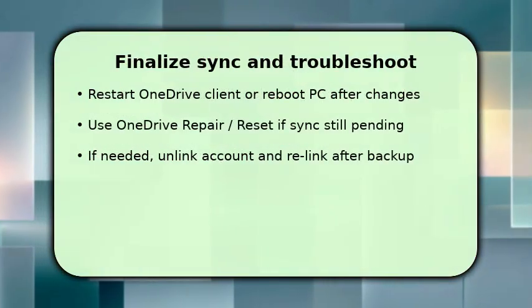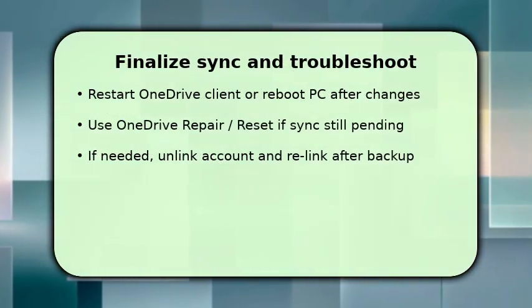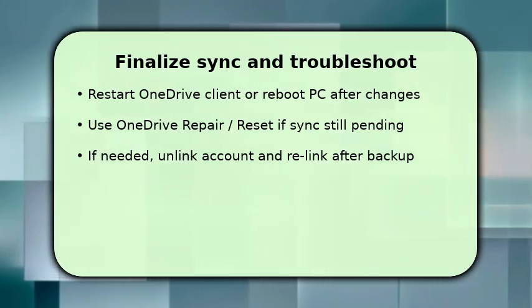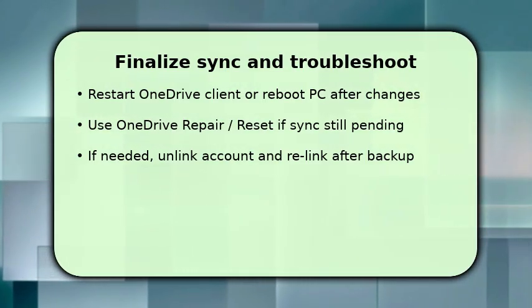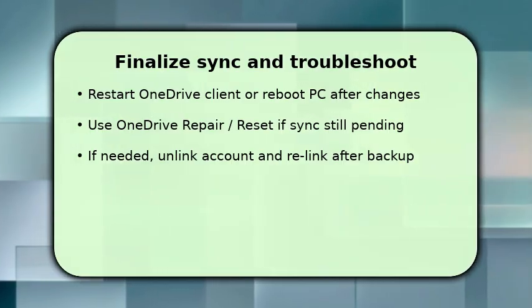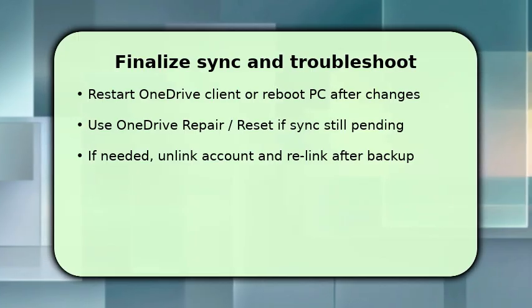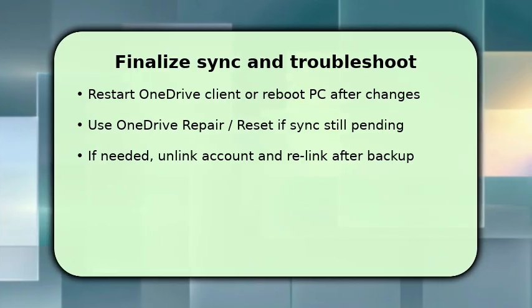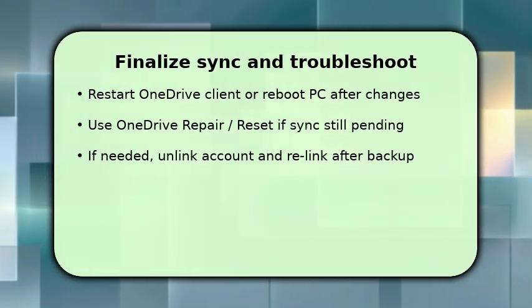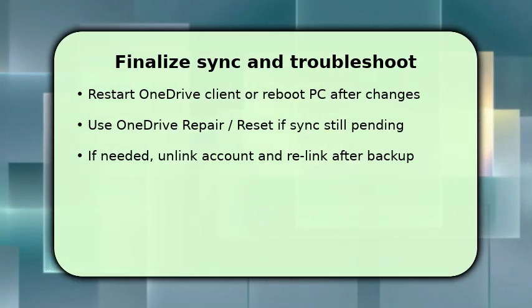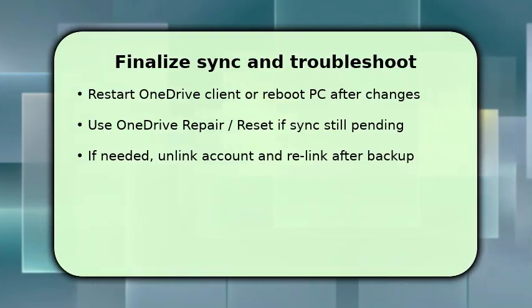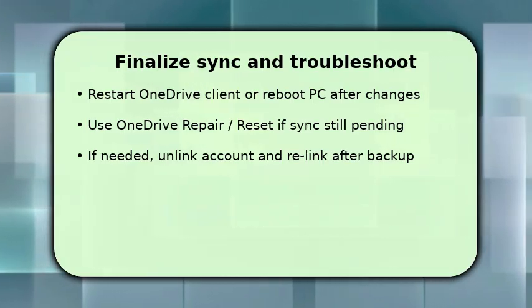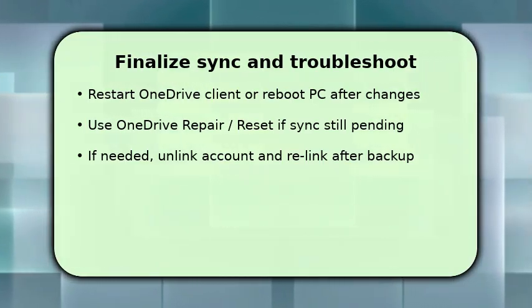Finish by restarting OneDrive and then your PC to ensure all changes apply. Many pending states resolve after a reboot. If files still show pending, run the OneDrive repair or reset routine. This rebuilds the sync database without harming your cloud files. Make sure you have a backup before unlinking the account. If everything else fails, unlink and relink OneDrive to force a clean sync. Tip: if errors persist, check Windows Event Viewer or OneDrive logs for specific error codes you can search.